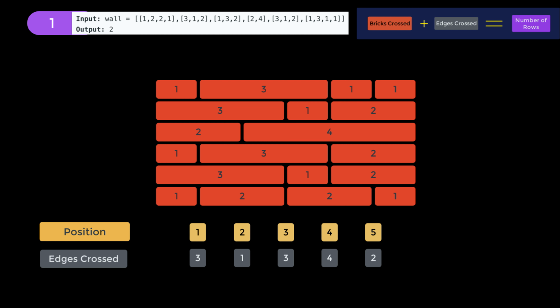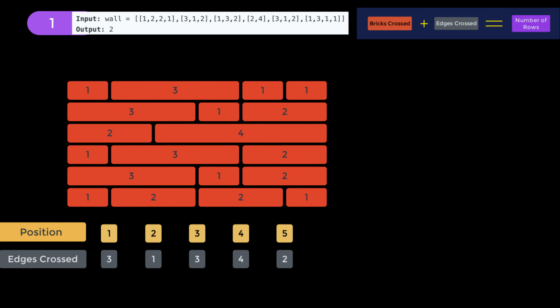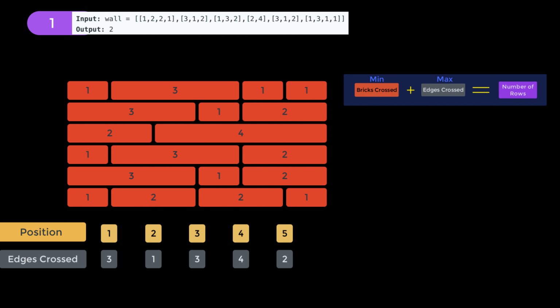The line that crosses the minimum number of bricks must also be the line that crosses the maximum number of edges. So the minimum number of bricks crossed plus the maximum number of edges crossed equals the total number of rows in the wall. Therefore, the minimum number of bricks crossed is the total number of rows minus the maximum number of edges crossed. And we found that the maximum number of edges crossed is 4, and we know that the total number of rows is 6. So the minimum number of bricks crossed is 6 minus 4, which evaluates to 2.